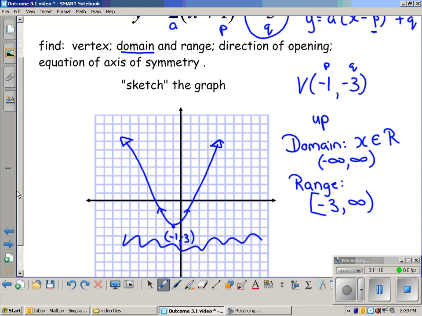The last thing that it asks us to do in this question is the equation of the axis of symmetry. The axis of symmetry will always have the equation x equals p. P for this question is -1. So x equals -1 is our axis of symmetry.